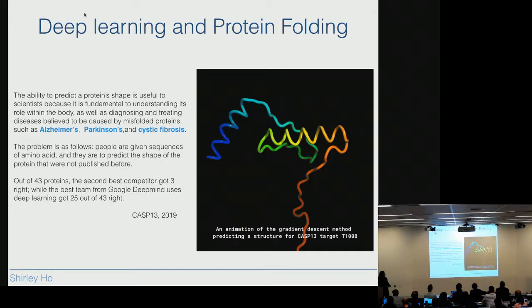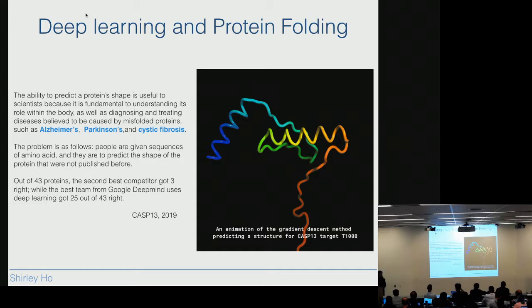The protein folding was interesting if you have never heard of this, where they were the best team, while the second best actually got 3 out of 43 correct. They got 43 protein amino acid sets, and you predict the shape, while Google DeepMind actually got 25 out of 43 right. So the best protein folding experts were all very sad, if you see the New York Times article, because the second best was only 3 out of 43.